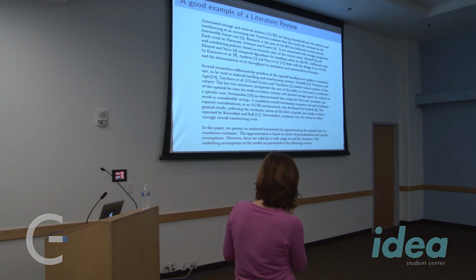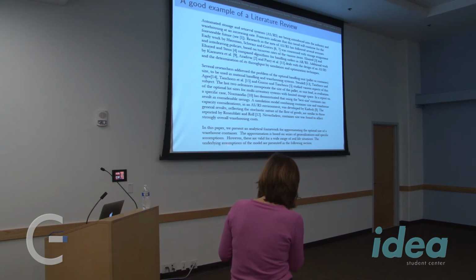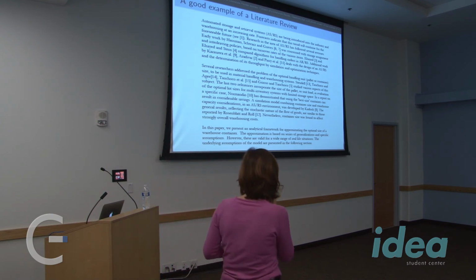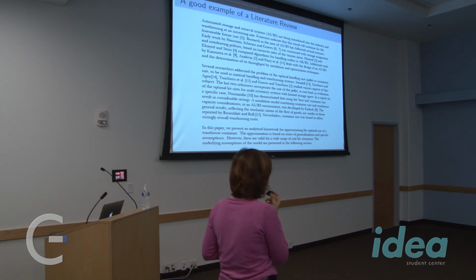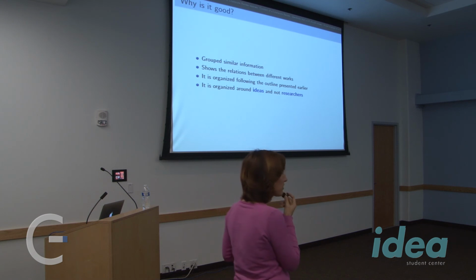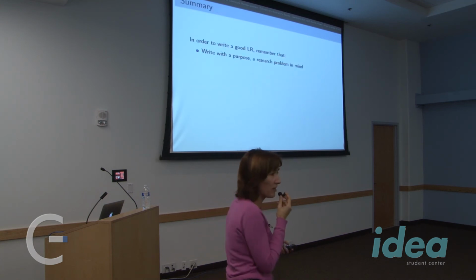If you read it, they make comparisons and they point out some shortcomings, okay? And then the final paragraph is going to relate to the research of the writer, okay? So this is presented in contrast with the previous paragraph, all right? If you read the details, you will see. So basically, it groups similar information, shows relationships between different works, and follows more or less the outline that I presented for the introduction, okay? And it's organized around ideas and not researchers, okay? So that's more or less it, okay?